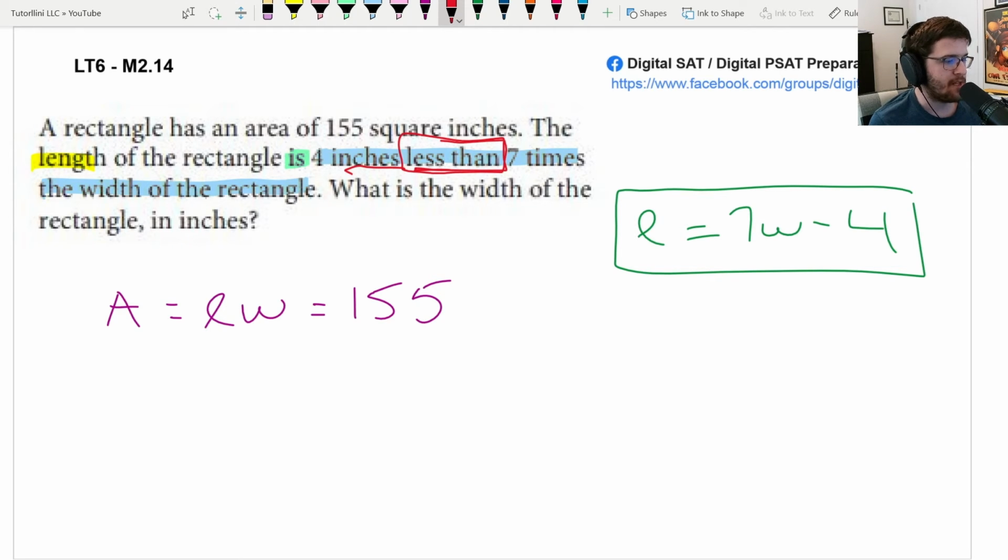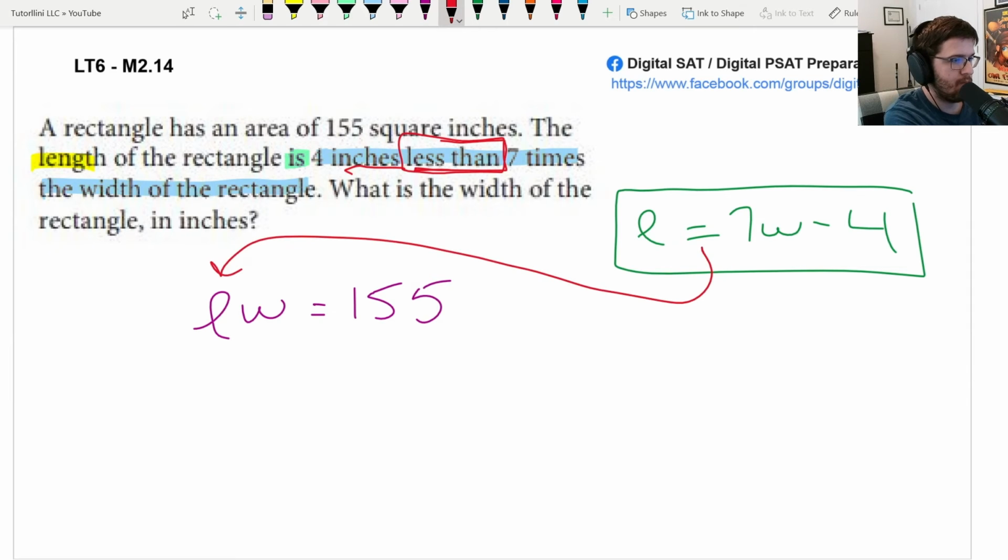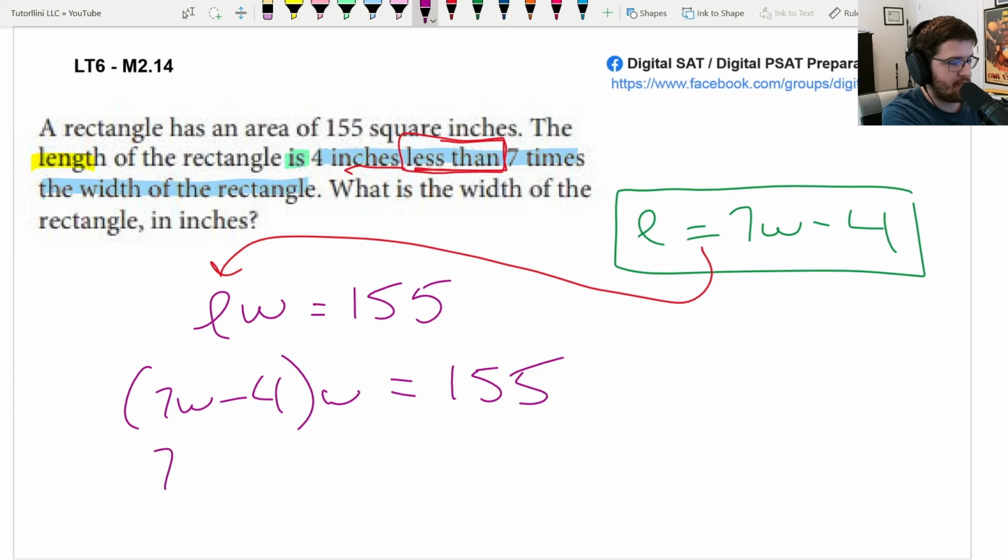Okay, so now that we got that, this just becomes a system of equations. So we have, I don't really need this anymore, LW equals 155. And I'm going to substitute in for L. And I get 7w minus 4 times w equals 155. I'm going to distribute, and I get 7w squared minus 4w equals 155. And I'm going to subtract 155 from both sides.